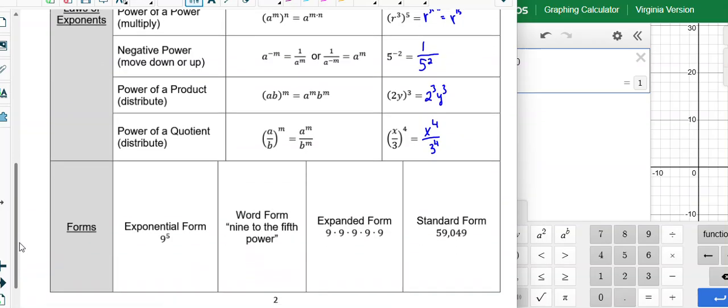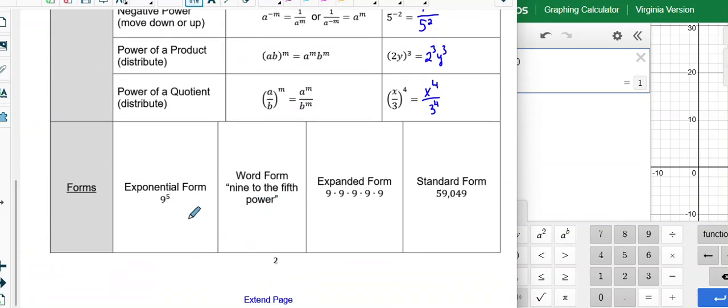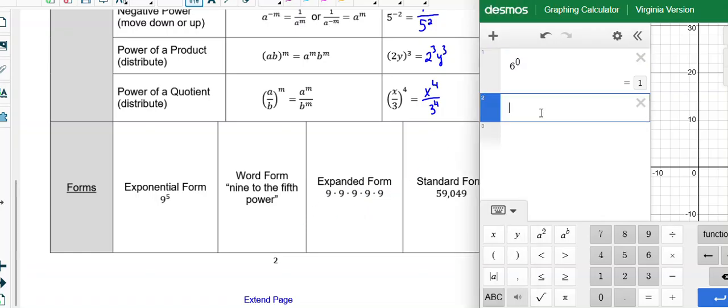And then just some words to look out for. Exponential form is when you have it all close together, written in one term. In word form, it's 9 to the power of 5, or 9 to the 5th power. Here's the expanded form, because you have 5 9s, so it's 9 times 9 times 9 times 9 times 9. And then standard form, which is basically when you multiply it all out, which is 59,049.